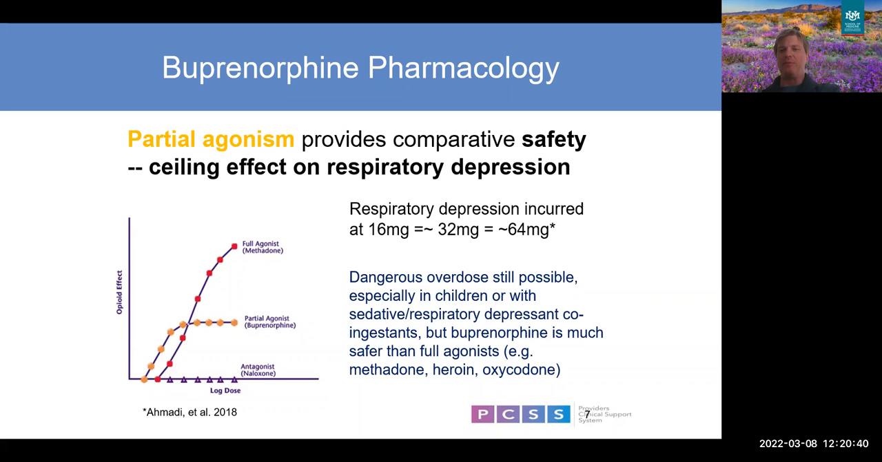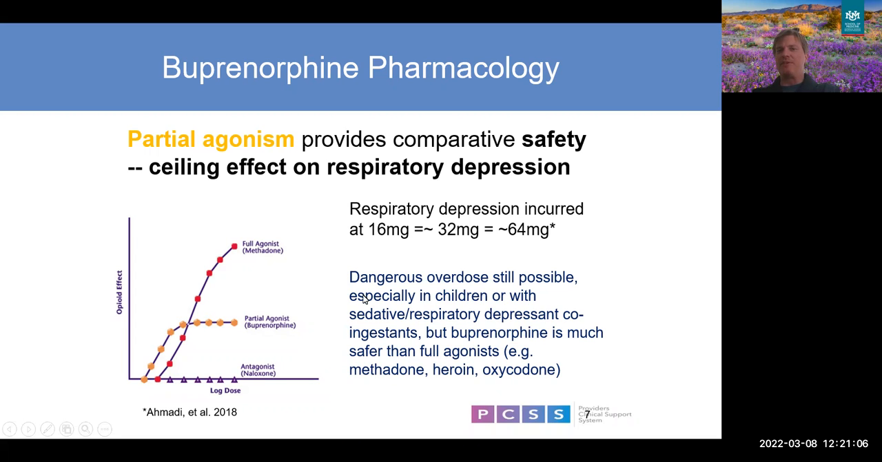Snehal and I are going to be starting a large NIH or NIDA study where we're looking at the higher doses, specifically 32 versus 16 milligrams for opioid use disorder treatment, which I'm particularly excited about. And we'll let you know as soon as we start enrolling through the ECHO program.